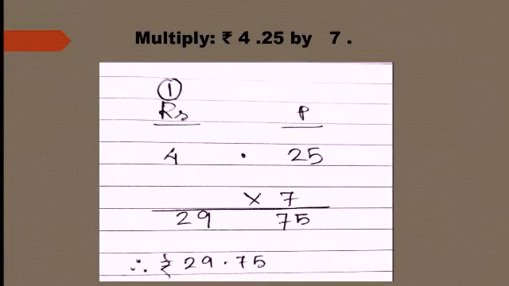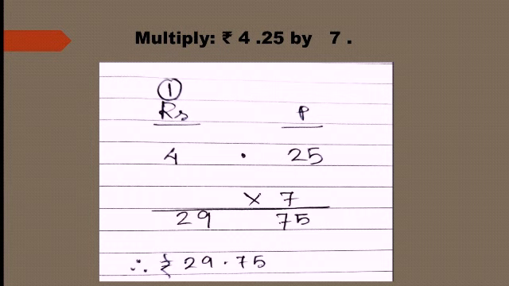Now look at the question. The question is given: multiply rupees 4.25 by 7. I have used here the second method, that is, I have arranged it in columns and then multiplied it. See, first of all you have to write two column names, rupees and paise. You can put the symbol of rupees also. Then you have to write 4.25. Now multiply it by 7.